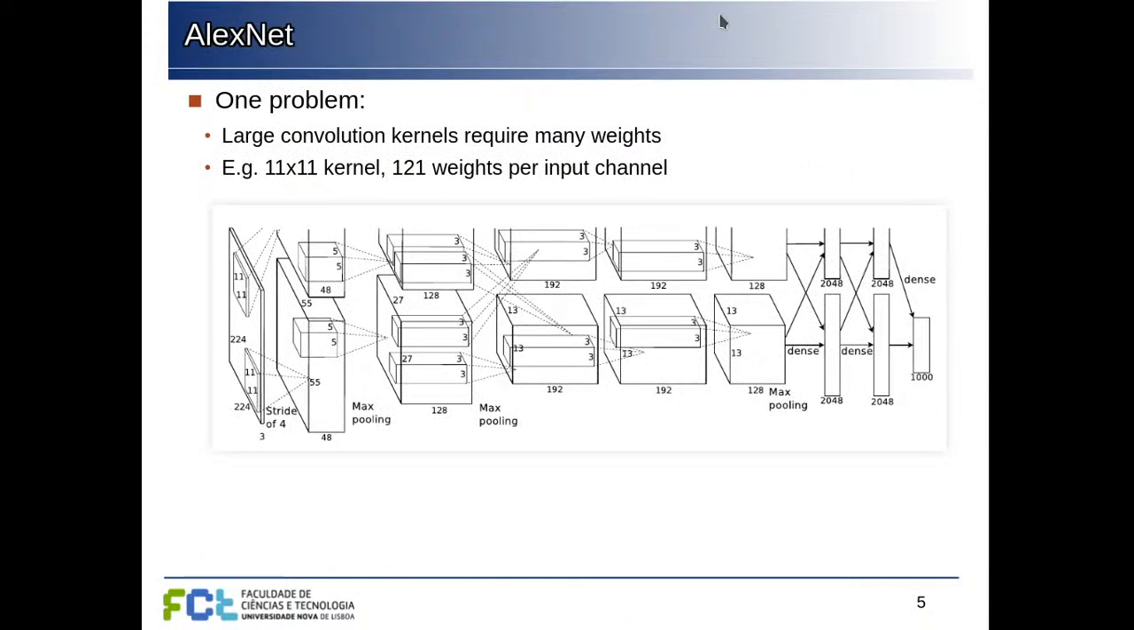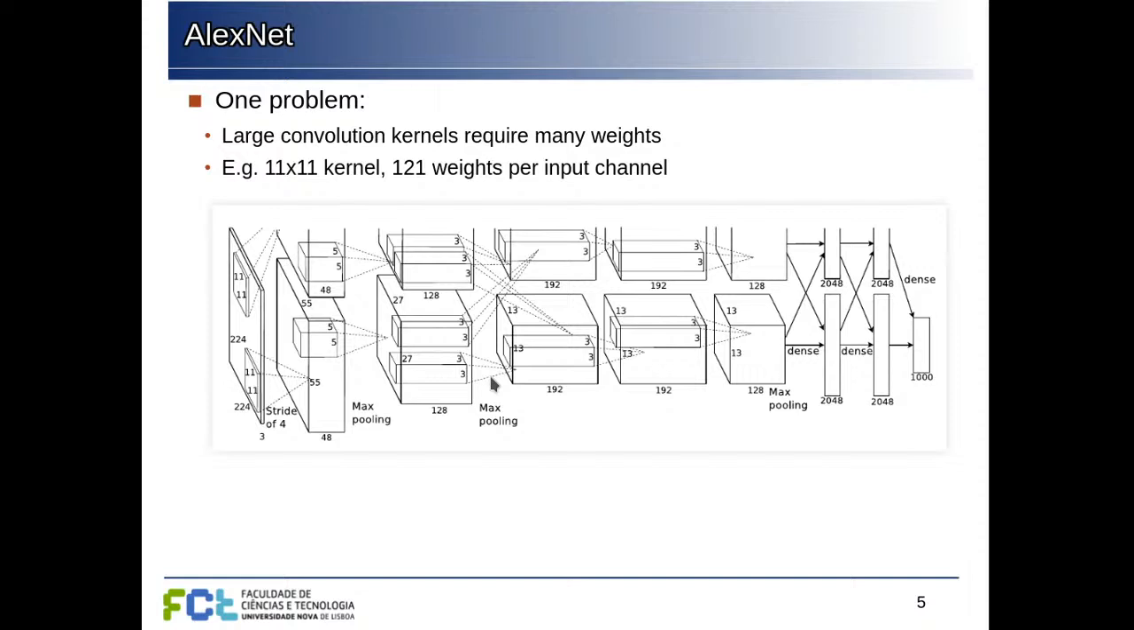One problem with this network is the use of very large kernels. For example, this 11 by 11 kernel here, each kernel of these 96 will need 121 weights per input channel. Since the image is in color, you have 3 input channels, so that's 363 parameters for each of the 96 filters that are being used here. And when you use large kernels, for example here 5 by 5 and so on, you have many parameters here in the convolution layers.